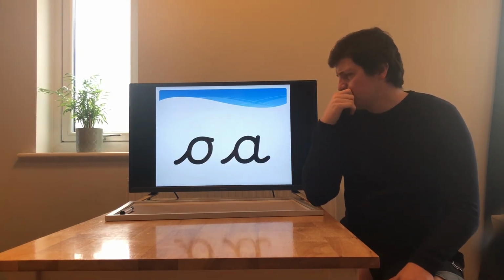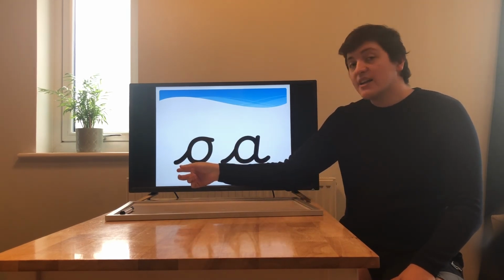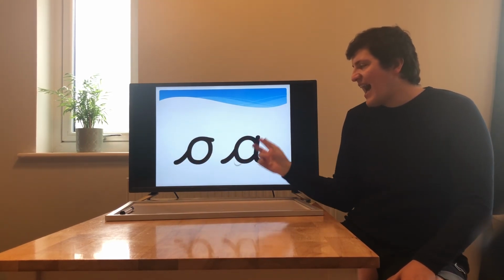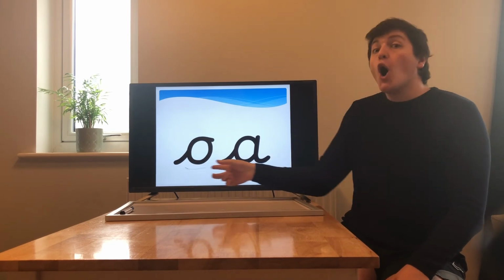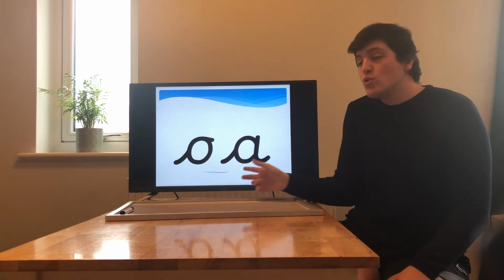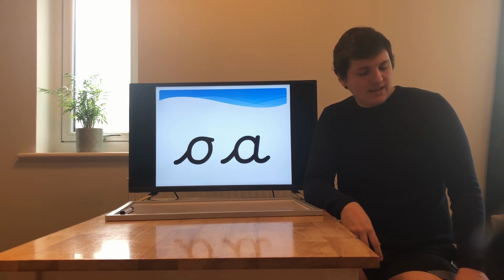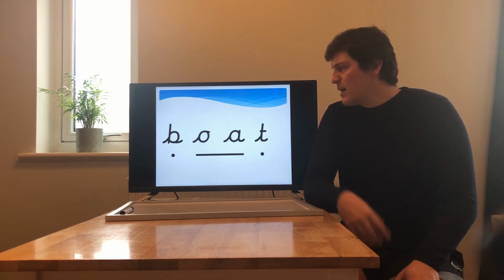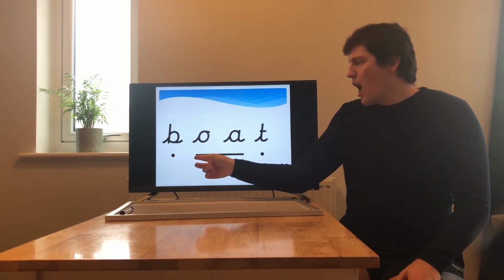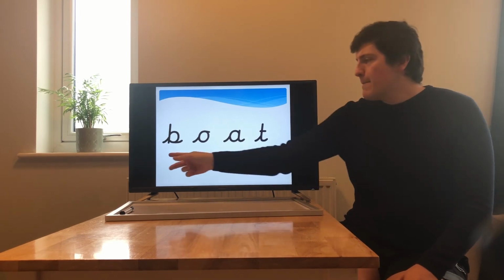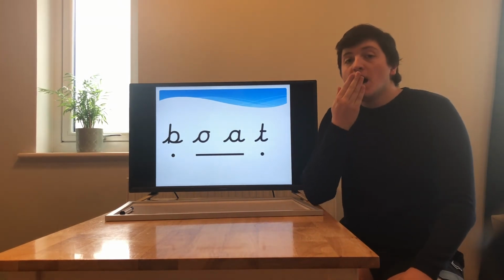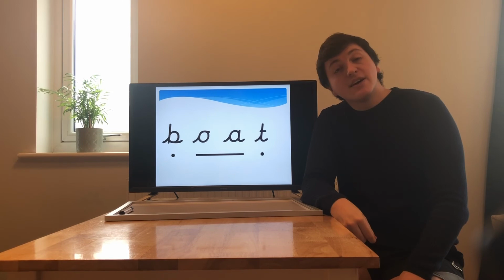Ooh. It's made up of the O and the A, and together they make the O. The O digraph. And in a word, B, O, T. Boat. Well done.